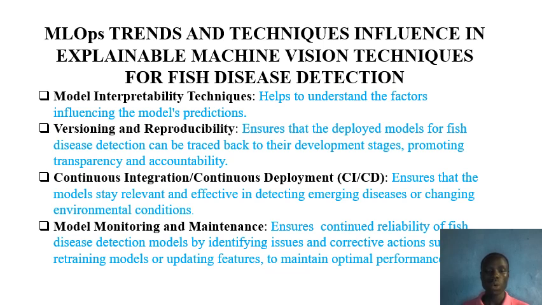The other is versioning and reproducibility, which ensures that the deployed model for fish disease detection can be tracked back to its development stages, promoting transparency and accountability. The other is CI/CD, which is continuous integration and continuous deployment, which ensures that the model stays relevant and effective in detecting emerging diseases or changing environments.